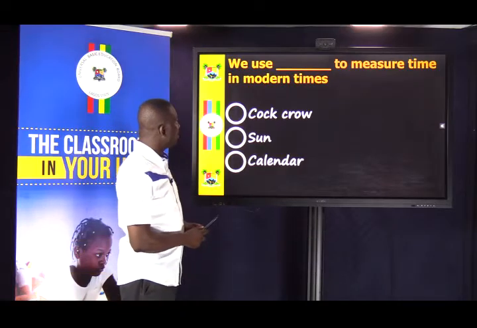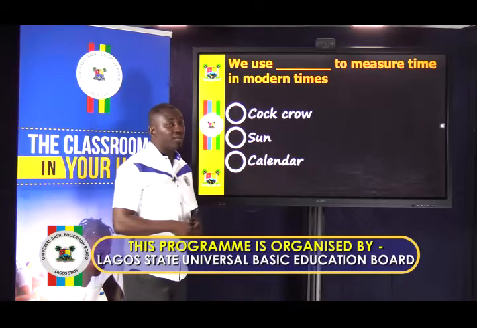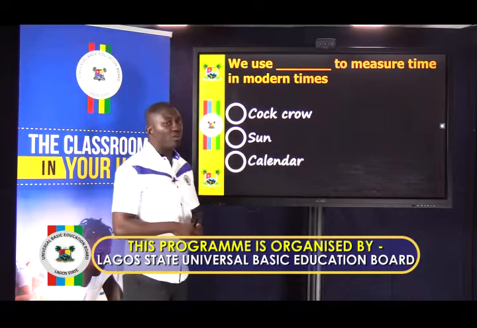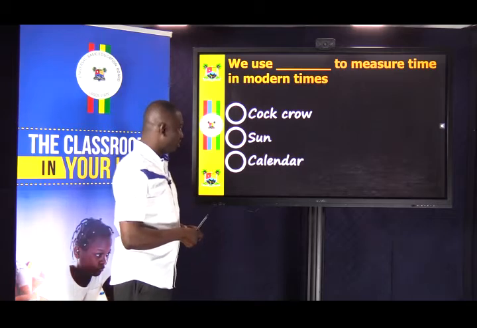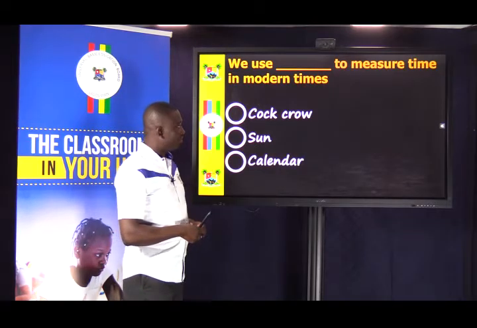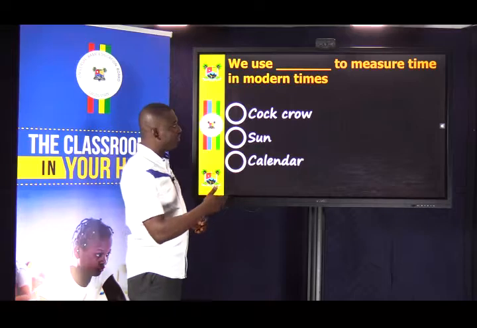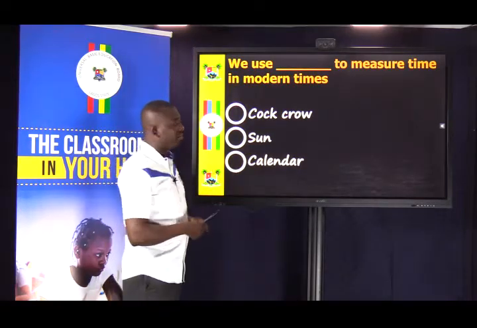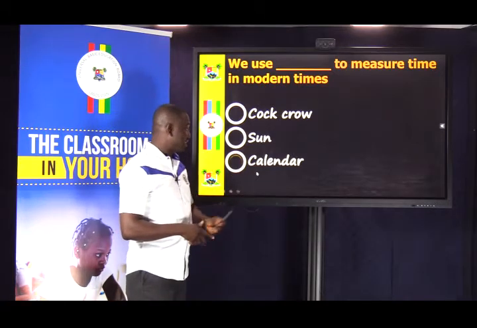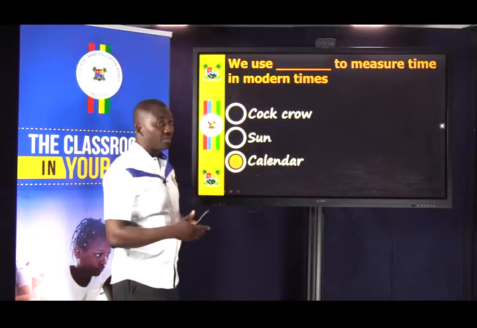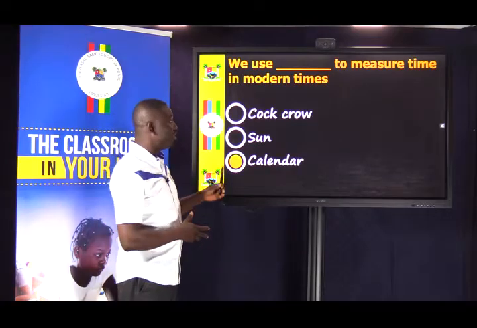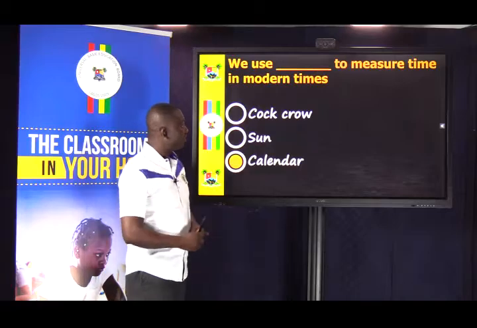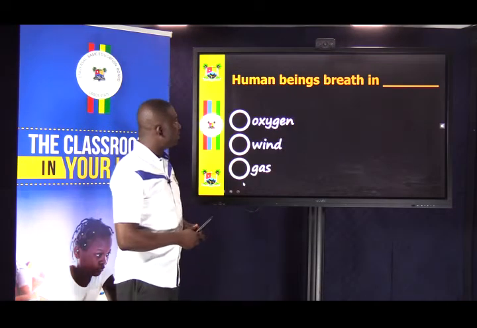We use dash to measure time in modern times. Is it cock crow? Is it sun? Or is it the calendar? Which of these is recent? A recent development in measuring time. Of course, the correct answer is calendar. We use calendar to measure time, to know the month we are in, to know the week we are in, to know the year we are in. All right. Okay, to the next question.